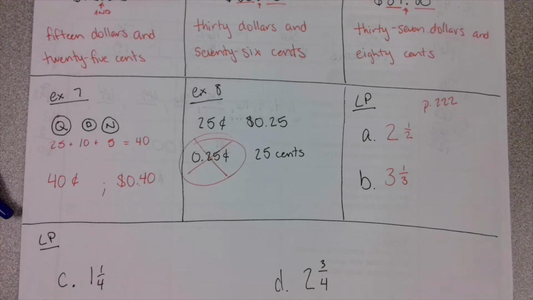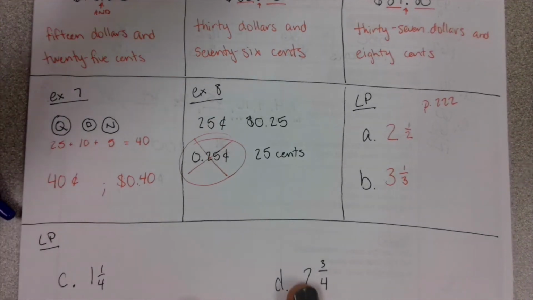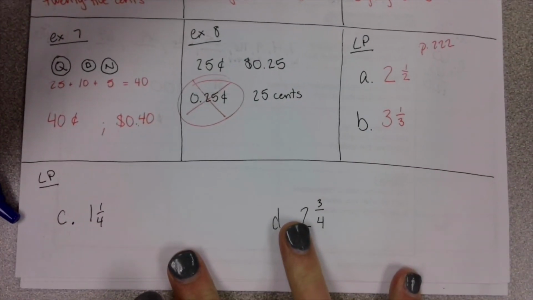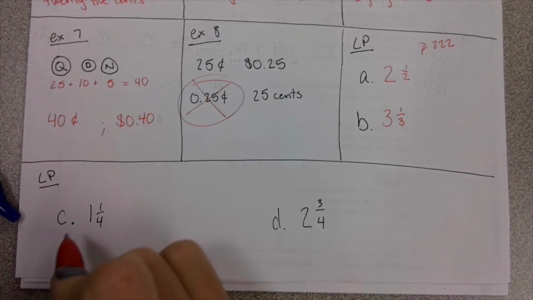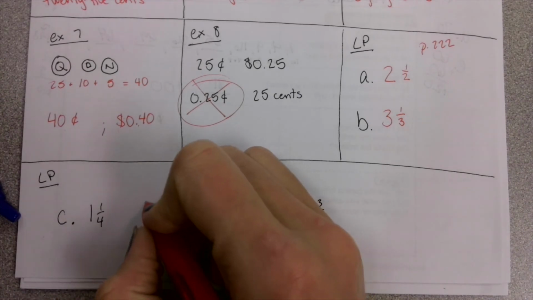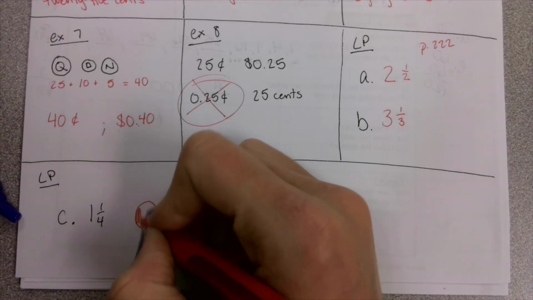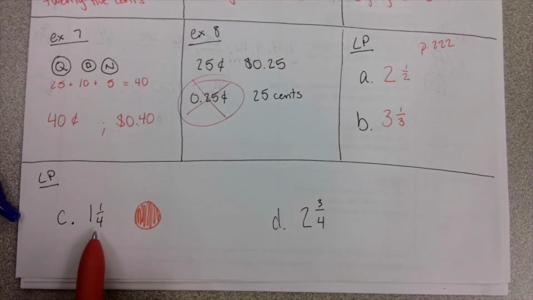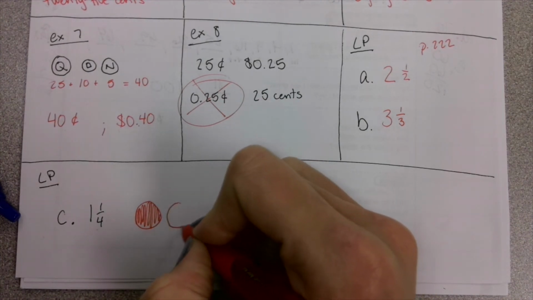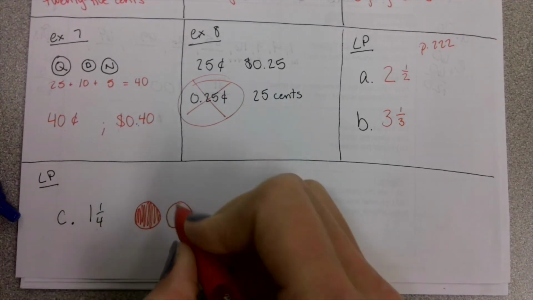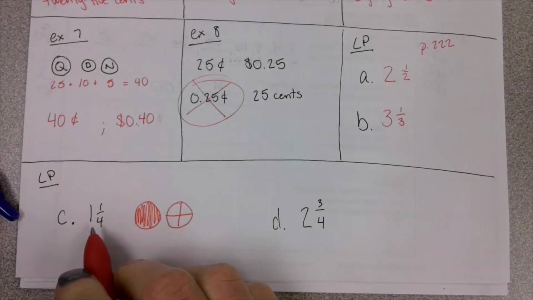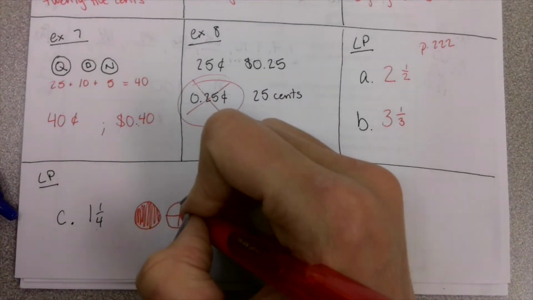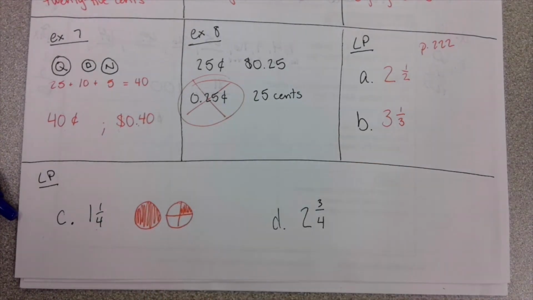All right. C says draw and shade circles to illustrate these mixed numbers. So 1 and 1/4. So I got to do 1 fully shaded in, and then 1/4 of the next one. So I need another circle here, and 1/4 of it's got to be shaded. So first I got to divide it into 4 pieces, because my bottom number is 4. Then I'm going to shade just 1 of those pieces.